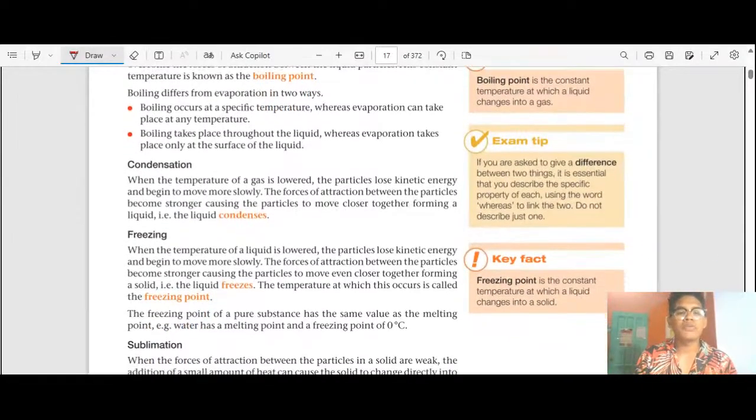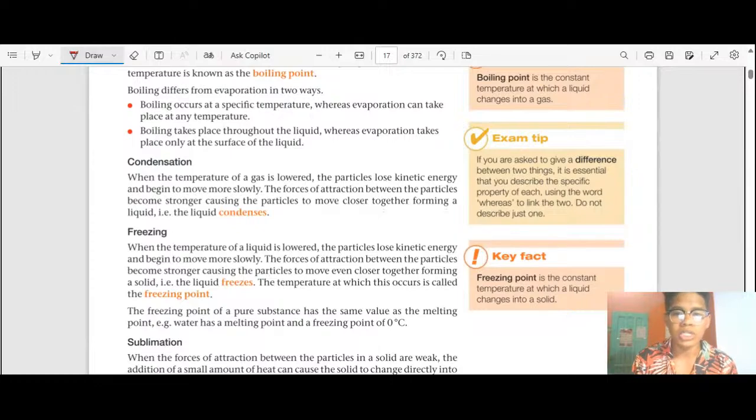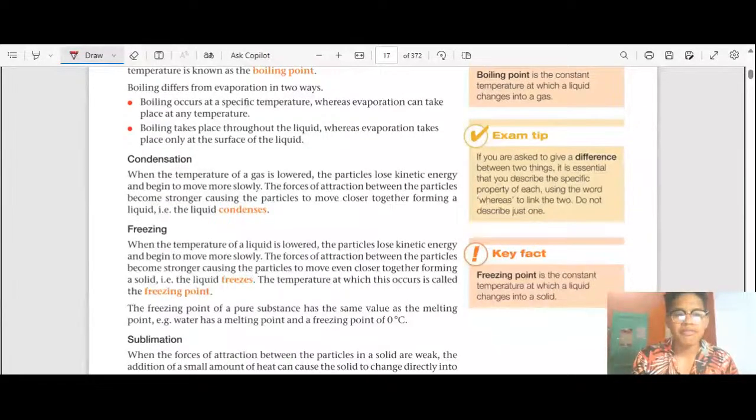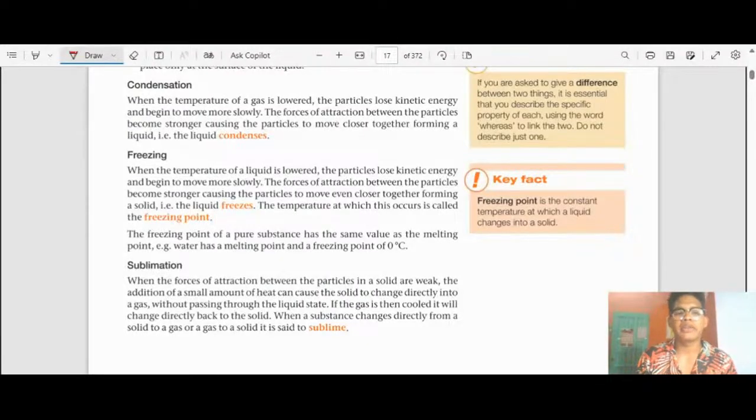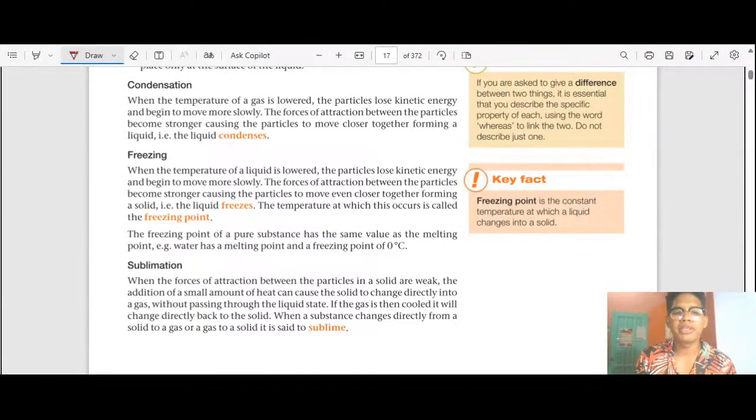When the temperature of a gas is lowered, the particles lose kinetic energy and begin to move more slowly. The forces of attraction between the particles become stronger, causing the particles to move closer together, forming a liquid, i.e., the gas condenses. We have freezing. When the temperature of a liquid is lowered, the particles lose kinetic energy and begin to move more slowly. The forces of attraction between the particles become stronger, causing the particles to move even closer together, forming a solid, i.e., the liquid freezes. The temperature at which this occurs is called the freezing point.